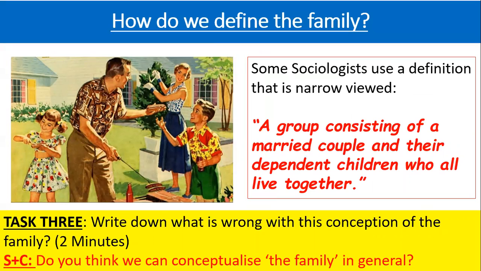So some sociologists use a definition that is narrow viewed. Now there's 2 sort of viewpoints we'll be looking at, the narrow viewed one and the more encompassing view. This is quite an old fashioned view, but I do want you to get this down. So write down this quote here and just put narrow view of family. It's a group consisting of a married couple and dependent children who live together.